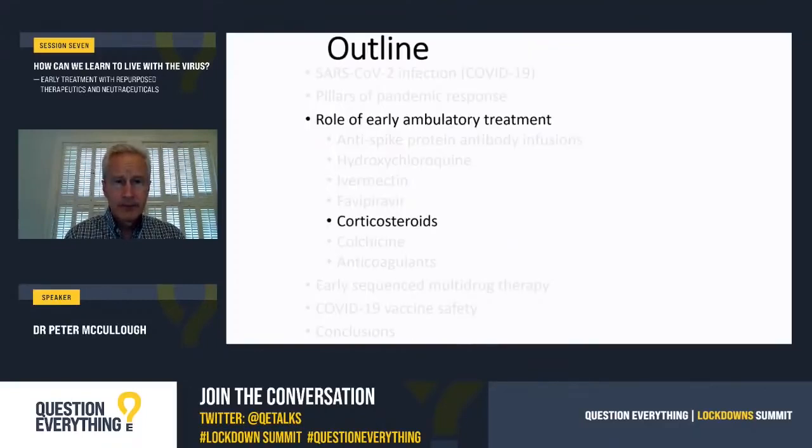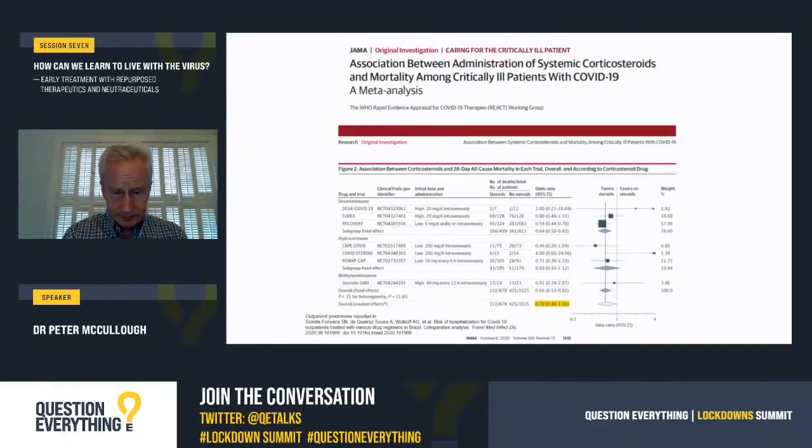Corticosteroids. Next slide. A meta-analysis of corticosteroids, and it doesn't matter which one it is, dexamethasone, hydrocortisone, or prednisone, suggests about a 30% reduction in mortality. And prednisone is the most widely used one as an outpatient because it's available.